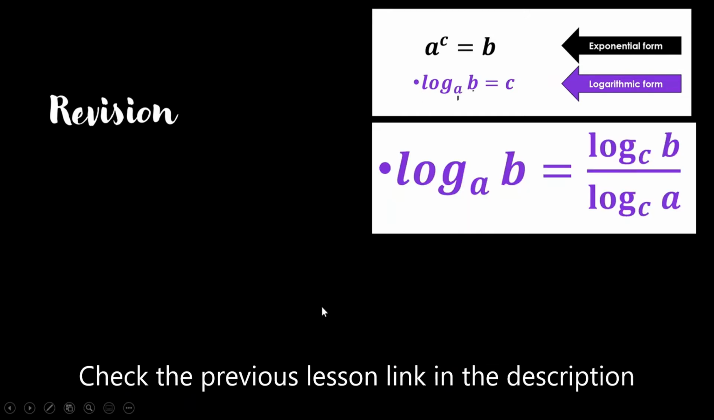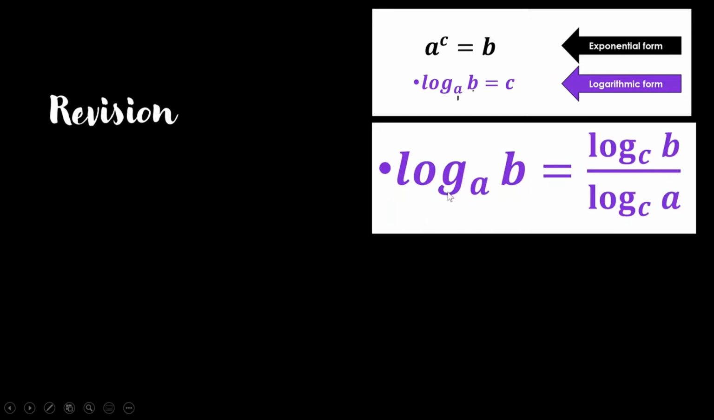The second thing that we had learned is the base change formula, where the left hand side we can read as log of B with base A, which will be equal to log of B with base C divided by log of A with base C. Please note that in the left hand side the argument was B, and it comes to the numerator. The denominator has the base A, which was the base in the left hand side. So here we are changing the base from A to C.